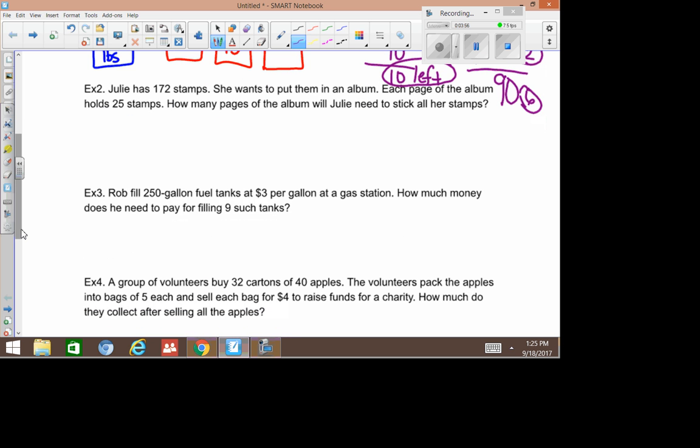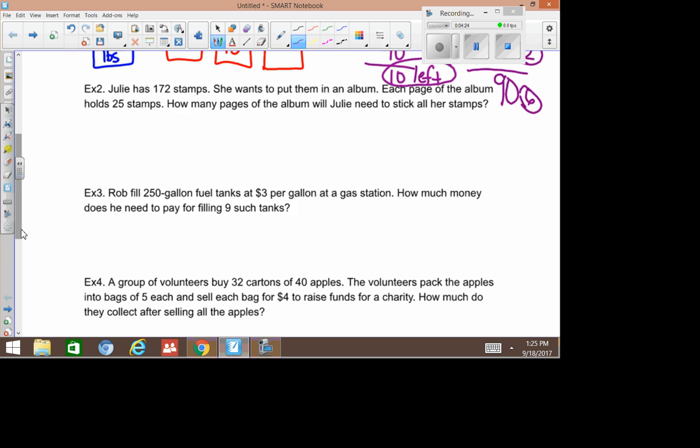Who's going to read that one for me? Let's look at Kelly Jo. I saw her hand first. Kelly Jo, read it, sweetie. Julie has 172 stamps. Okay. She wants to put them in an album. Okay, so she's going to take all those, put them into a book. Each page of the album holds 25 stamps.